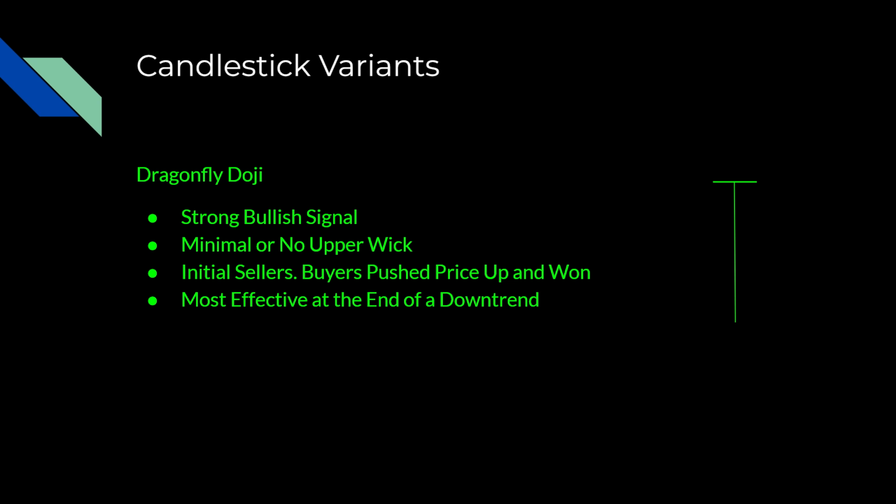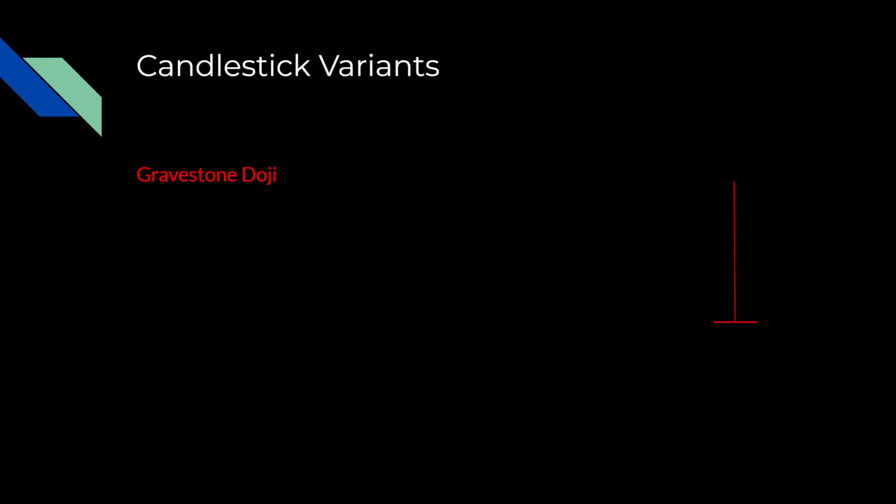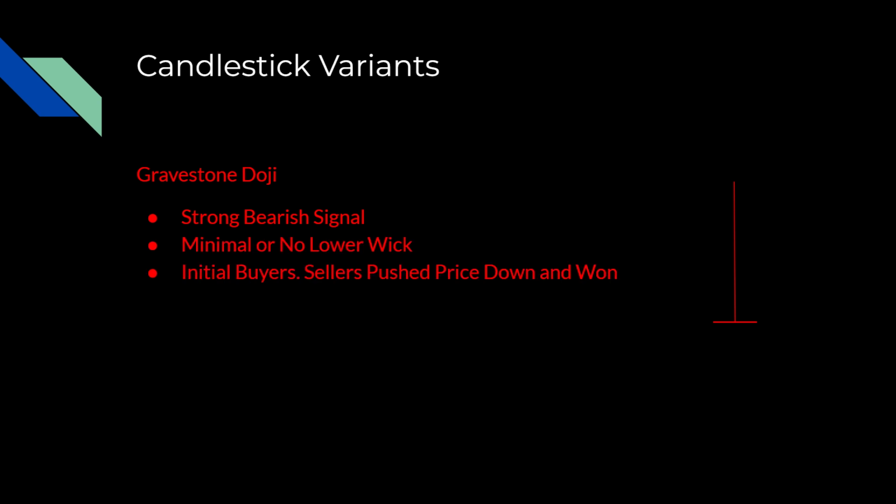The exact opposite is said for the gravestone doji. Gravestone doji is a strong bearish signal. The ideal gravestone doji does not have a lower wick. Buyers came in initially, but sellers managed to push the price down and sellers won. Hence, gravestone doji is a bearish candlestick pattern. A gravestone doji is the most effective when found at the end of an uptrend.